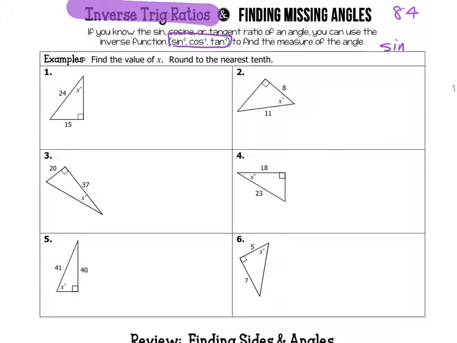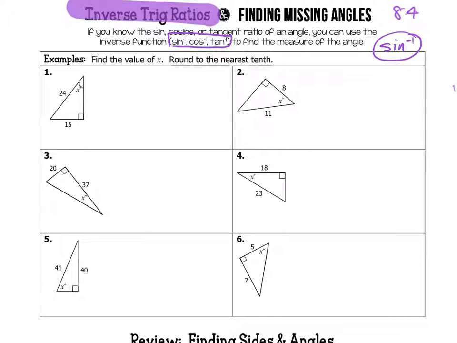And please do not say sine -1. That's different from sine inverse. This stands for sine inverse, and we use that to find the measure of the angle. So again, trigonometry ratios really establish a connection between the angle measures and the side length in the right triangle. So let's look at how we use that.